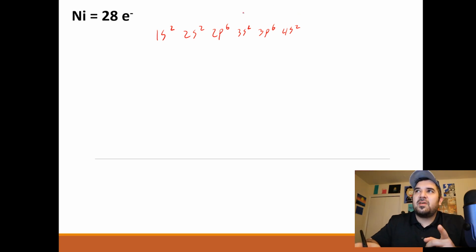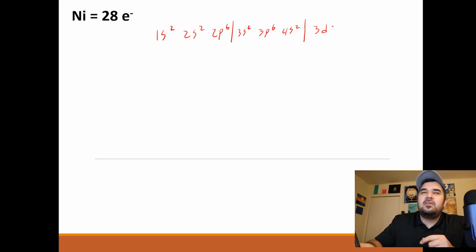And this is a trick that I use. The first 3 always equal 10. The next 3 always equal 10. So we're at 20 so far. And after 4s2 we have 3d. And how many electrons do we have left? We have 8. And we know that d holds 10. So this is going to be 3d8.